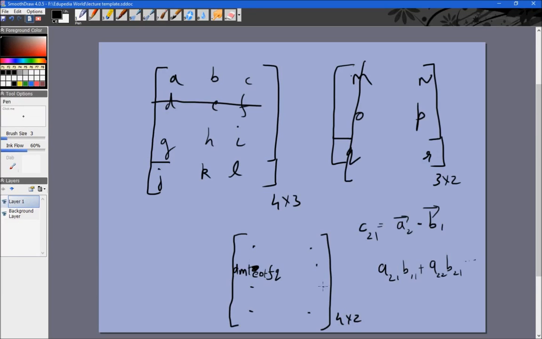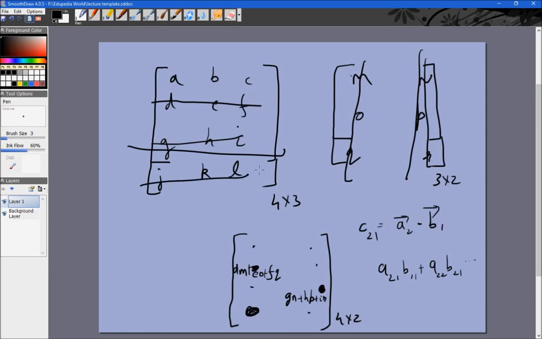You want the entry in the third row and the second column. Take the third row and take the second column and take the dot product. GHI dot product with NPR. GN plus HP plus IR. Right, just one more. You want to take the fourth row and first column. Now notice, if this had three entries in the columns, three columns D, E, F, but this had only two M, O, then you could not take the dot product. For this dot product to be consistent, the number of columns in the first has to be equal to the number of rows in the second.